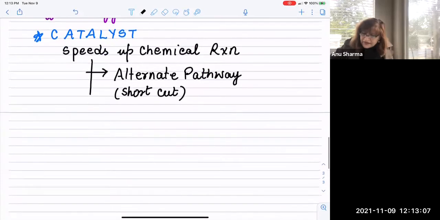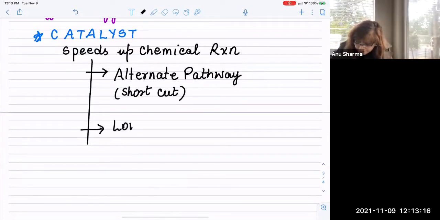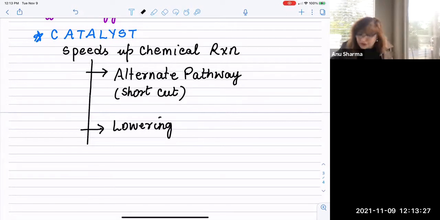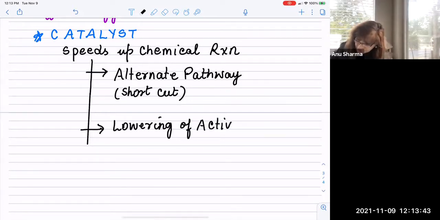Next is, they are never a part of the final product. They may take part in a chemical reaction through providing the alternate pathway, through lowering the activation energy, okay? Lowering the activation energy. Sometimes we need to heat a reaction at a very high temperature. Very high pressure is given. So we can reduce the amount of heat needed to break those bonds. We can reduce that by adding a catalyst, which lowers the activation energy. So now we need to provide less activation energy.